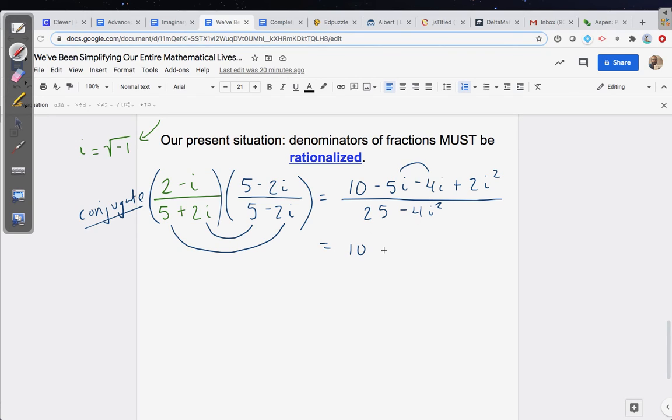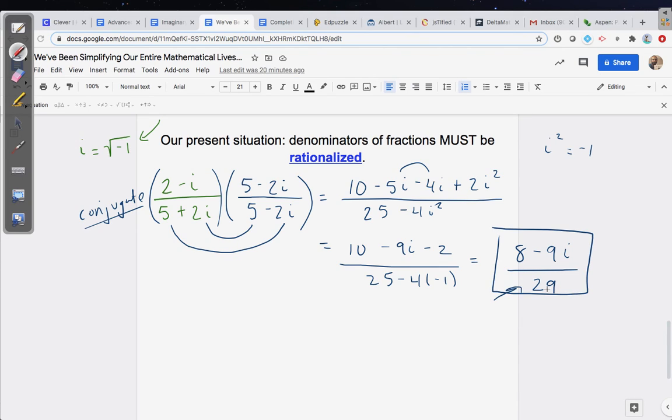10, these two are like terms, minus 9i. Remember that i squared is defined as negative 1, so this is really just a negative 2. All over 25 minus 4 times negative 1. And when all is said and done, 10 minus 2 is 8, minus 9i, all over 25 plus 4, which is 29, totally rational, real denominator.